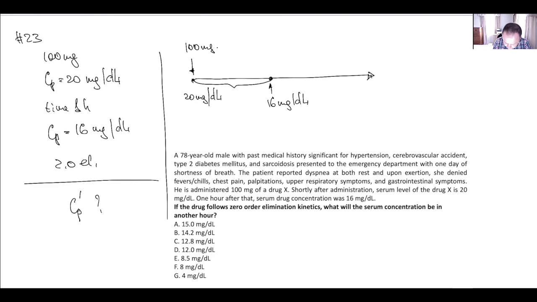Zero order elimination means that a constant amount is eliminated. And here we have elimination of 4 milligrams per liter, right? 20 minus 16. That means that the next hour, we will have elimination of the same 4 milligrams per liter, and this will correspond to 12 milligrams per deciliter, because of zero order elimination. And the answer is 12 milligrams per deciliter.